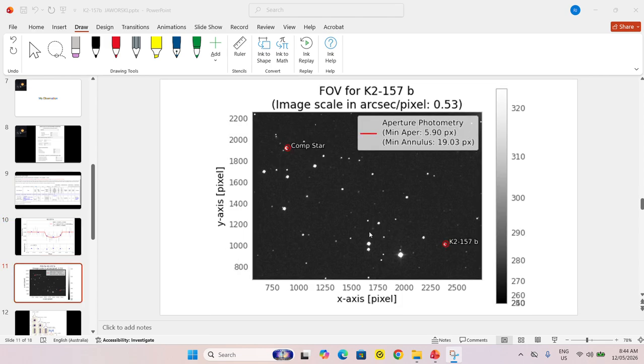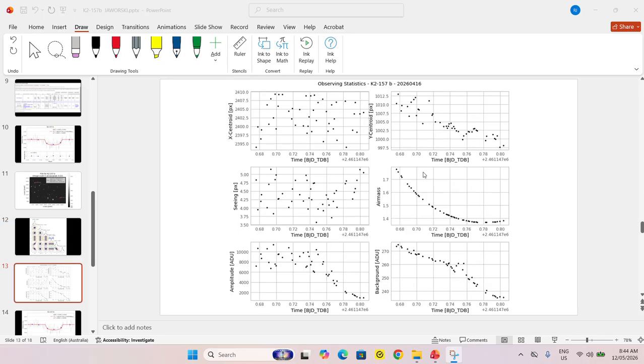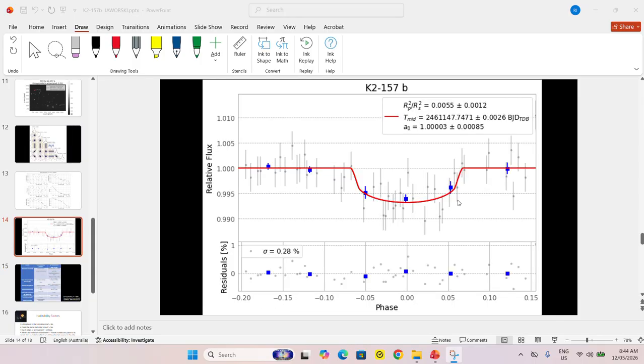Just some information about the observation. Here is the companion star. This is the corner plot. I'm sure you'll all understand what that shows. Here are the observing statistics during the observation. The X and Y centroid did move around a bit during the observation. The mass decreased as the observation progressed. So here again is my light curve.